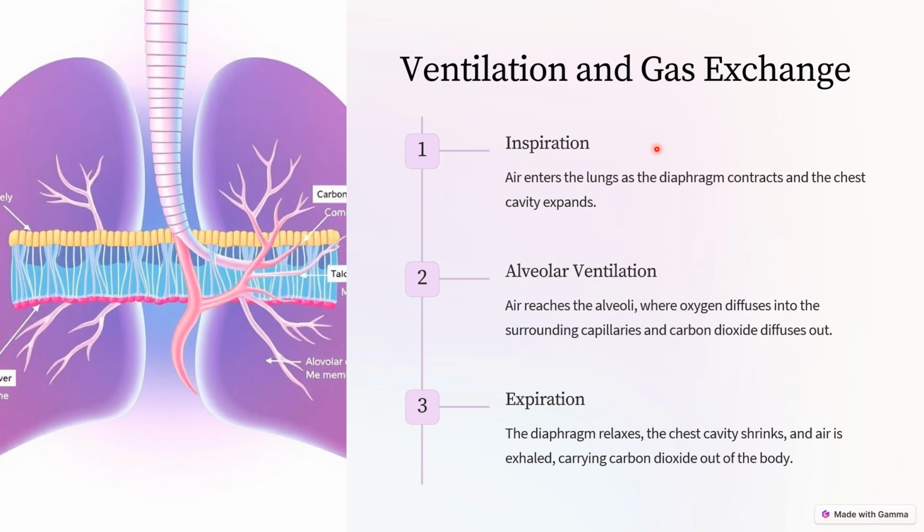Ventilation and gas exchange. Inspiration: air enters the lungs as the diaphragm contracts, which we saw, negative pressure, and the chest cavity expands. Basically, inspiration is all about negative pressure. Next is alveolar ventilation. Air reaches the alveoli, the very deepest layer, where gas exchange takes place, where oxygen is diffused into the surrounding capillaries and carbon dioxide is diffused outside.